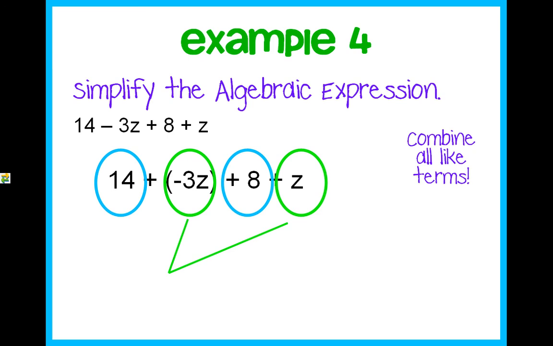So you're going to add those together, and then when you add 14 and 8 together, it also goes into the expression. So negative 3z plus z is going to give us a negative 2, and we bring down our z. Then 14 plus 8 is 22, and that is our answer.